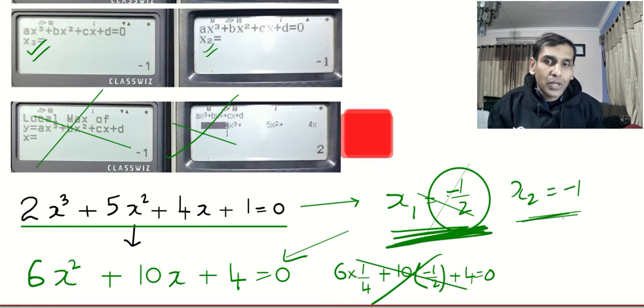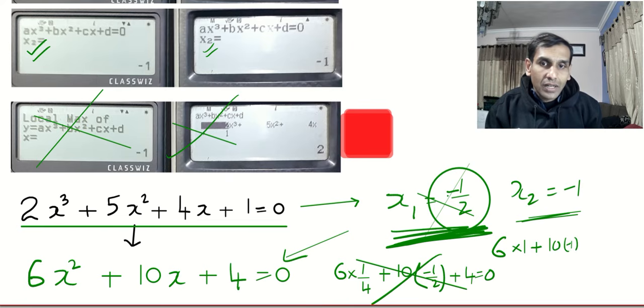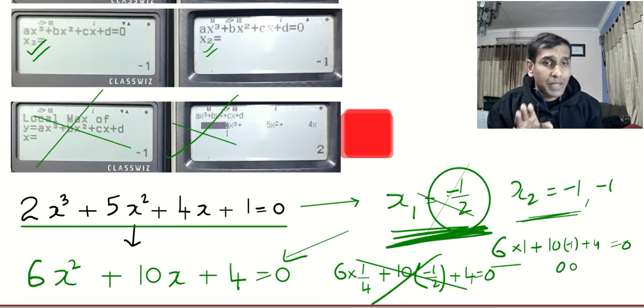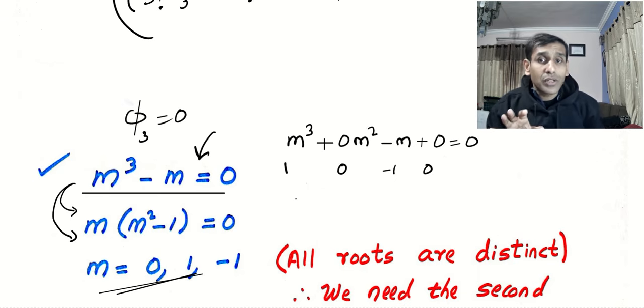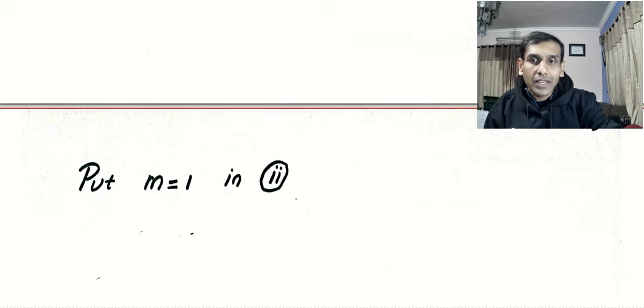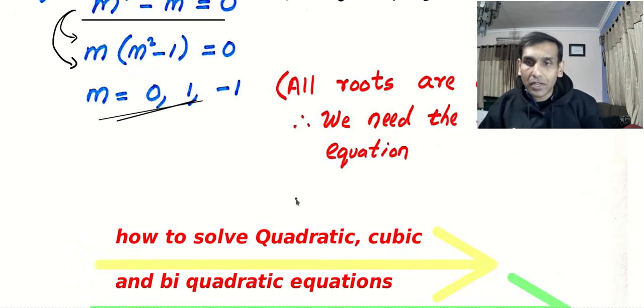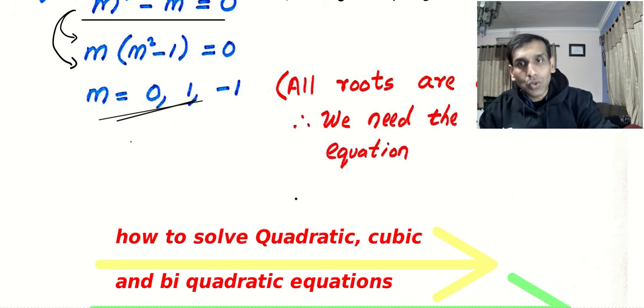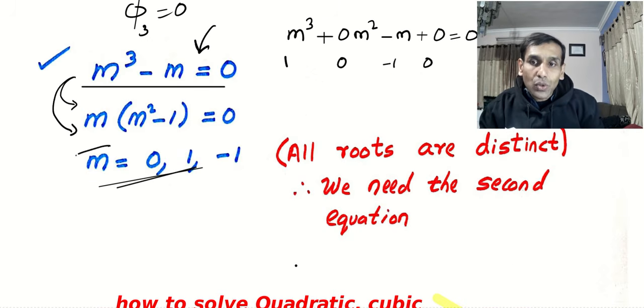Now try it with the other one. So 6 into 1 plus 10 into minus 1 plus 4. Oh, now I am getting 0 equal to 0. Now I know the roots are minus 1 by 2, minus 1, minus 1. In the next video, I'll work out some very important questions here. At that time, we will focus on repeated roots. Anyway, in this question, the roots are not repeated. You can be very happy, the roots are not repeated. All the roots are distinct.